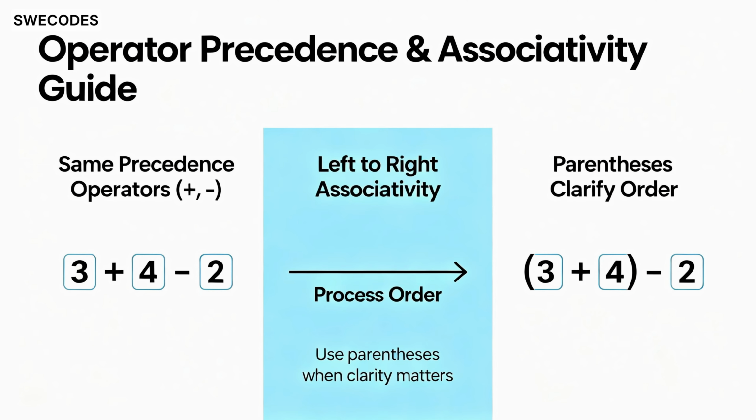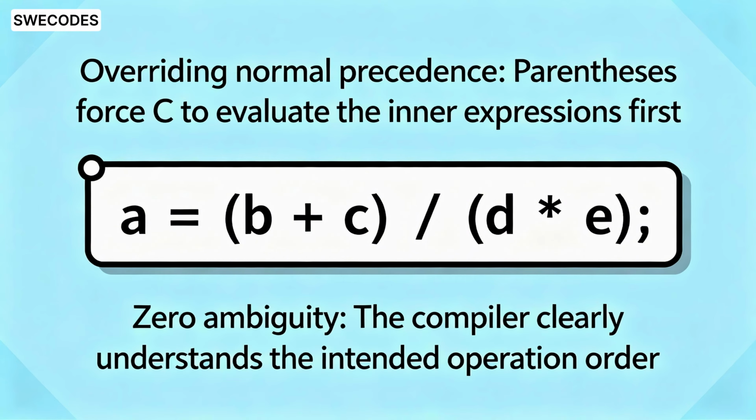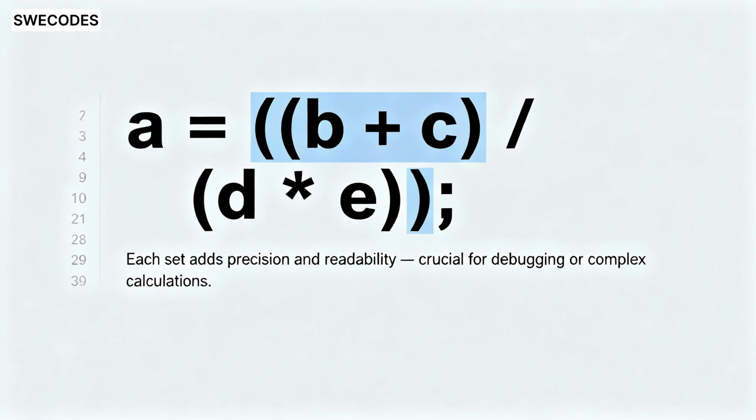But when operators share the same precedence, like plus and dash, they're handled left to right. That's called associativity. You can take control. Parentheses are your best friend when clarity matters. They override normal precedence, forcing C to evaluate what's inside first. For example, a equals b plus c forward slash d asterisk e. Now there's zero ambiguity. Even the compiler knows exactly what you intend. You can even nest parentheses like this: a equals b plus c forward slash d asterisk e. Each set adds precision and readability, crucial for debugging or complex calculations.